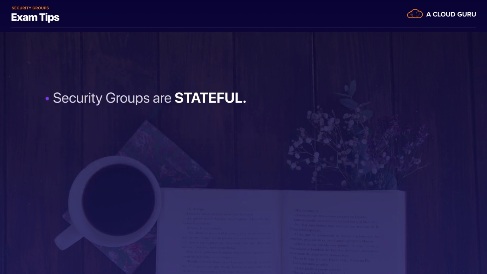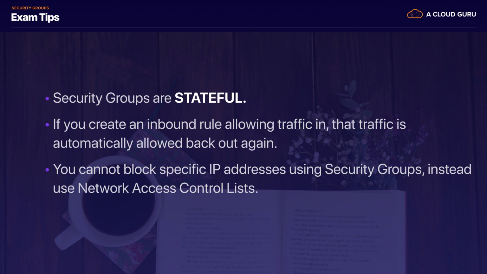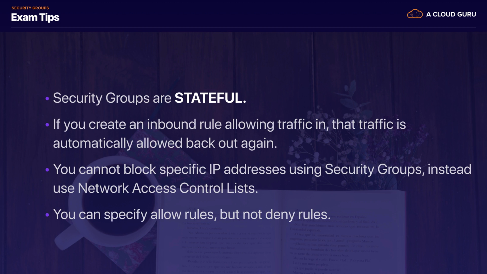We learned that security groups are stateful, so we don't have to change inbound and outbound ports. If you enable something on the inbound, outbound is enabled automatically for that port. And if you create an inbound rule allowing traffic in, which is exactly what I just said, that traffic is automatically allowed back out again. And you cannot block specific IP addresses using security groups. Instead, you're going to do this using network access control lists, and we're going to learn all about that in the VPC section of the course.